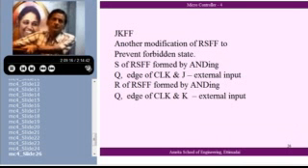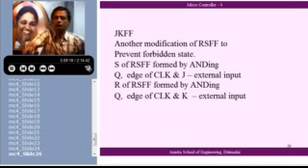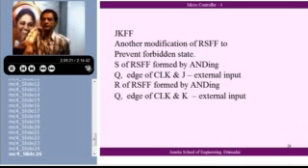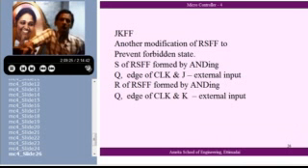A JK flip-flop is built around an RS flip-flop with 2 additional gates. Now, in the next few slides, I have shown the logic of working of a JK flip-flop. I will not go into the details.